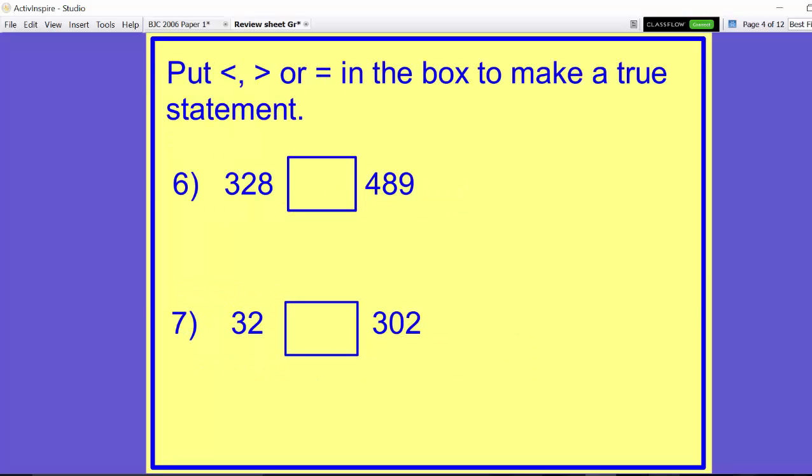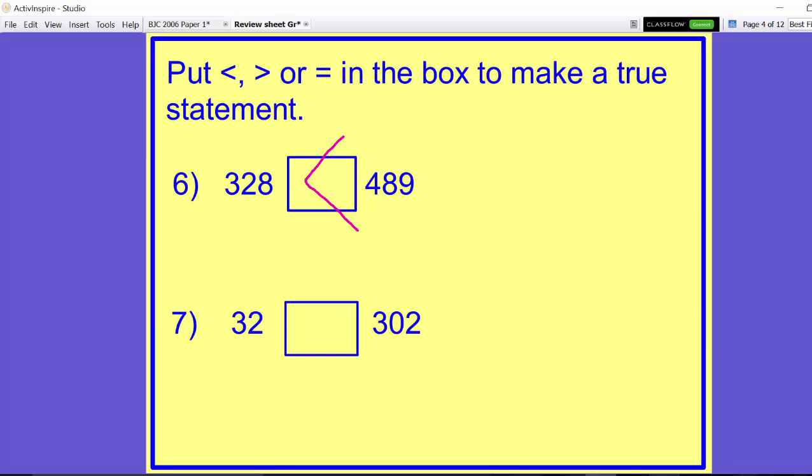All right, now we're on to comparison signs. We're going to put less than, greater than, or equal to in the box to make it a true statement. Number 6, on the left we have 328, and on the right 489. 489 is obviously the bigger number. So 328 is less than 489.